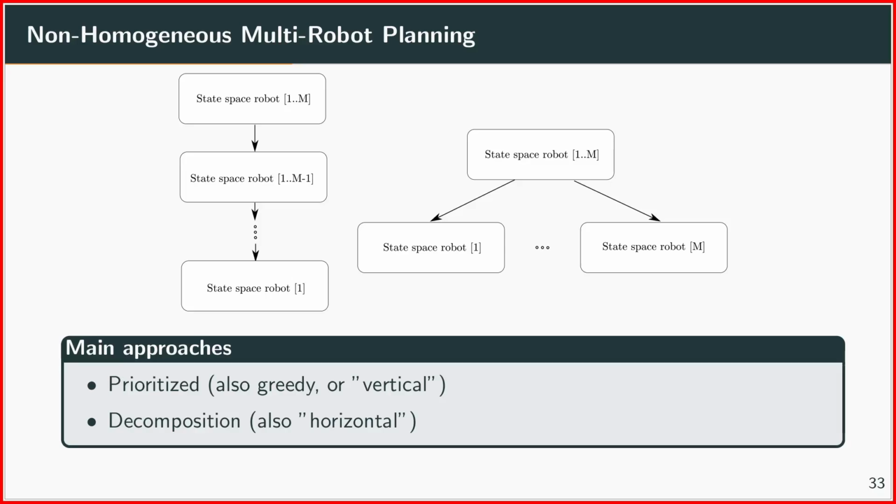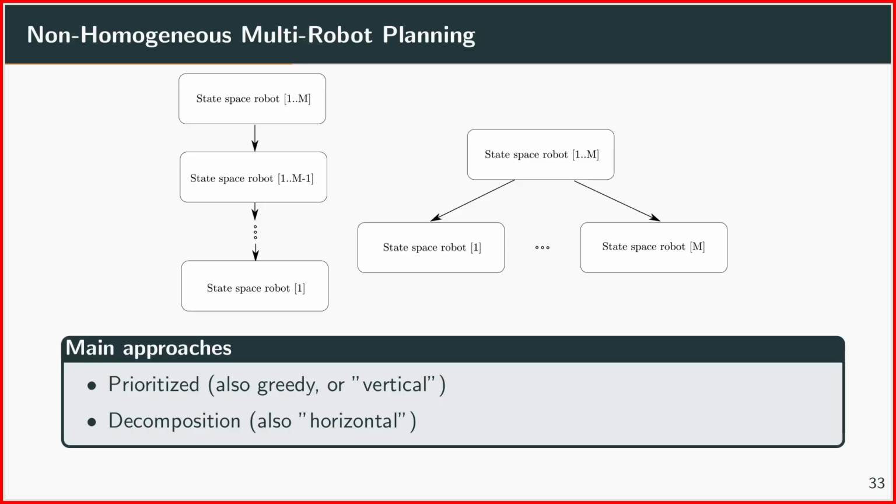One is a prioritized approach, which is visualized here on the left. The idea is, if you have this whole composite state space, you first plan just for one robot, and once you have a path for this robot, you use it as a constraint for planning with 2 robots, and then you use this as a constraint for planning with 3 robots. In my mind, this is like a vertical decomposition, so I sometimes call this vertical, but usually this is called prioritized.